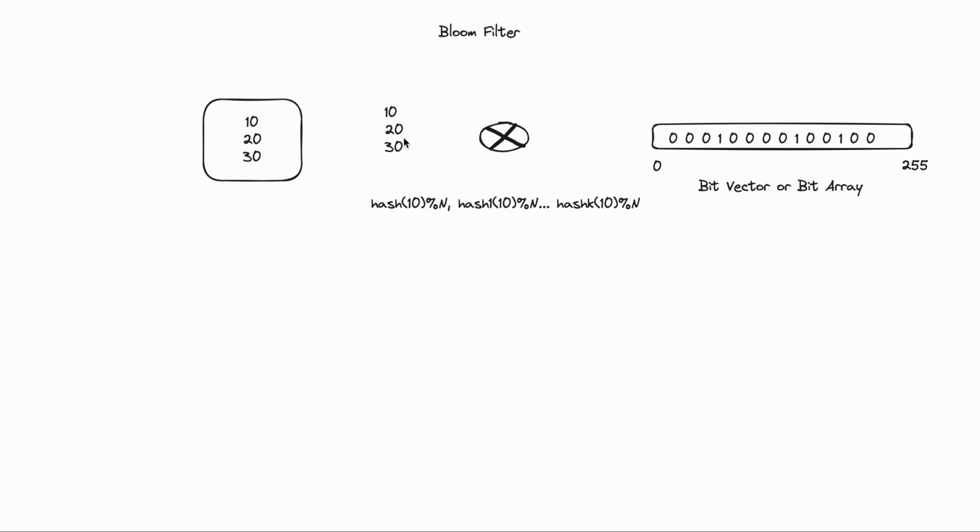Now the next time when you check an element, we will do the same. We will compute the k different hash functions and the bucket numbers. Then we will check whether all the bits are 1. If they are 1, then it will return that the element exists in the set. If there is a 0, then the element does not exist in the set. So this is how the Bloom filter works.